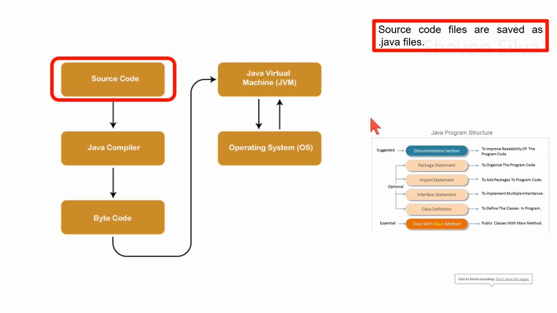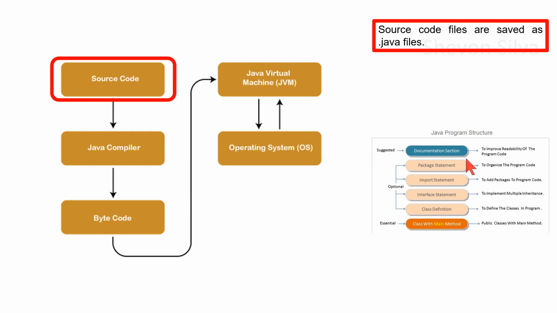Architecture. This is the architectural diagram of Java. We are starting from source code. Source code files are saved as .java file. This is a Java program structure.